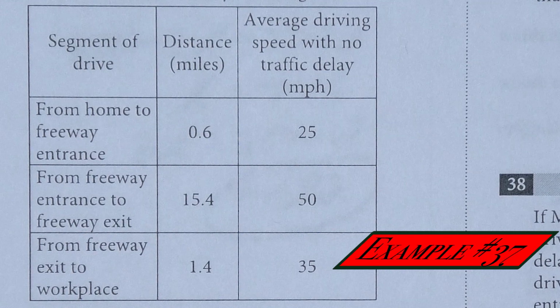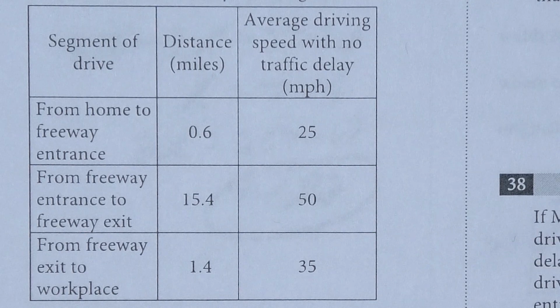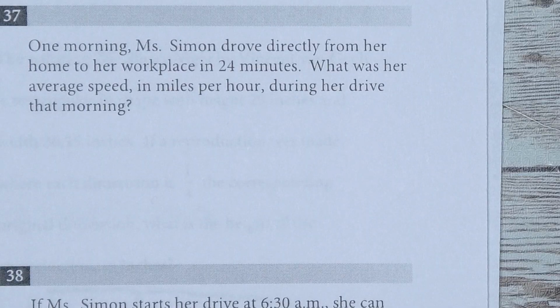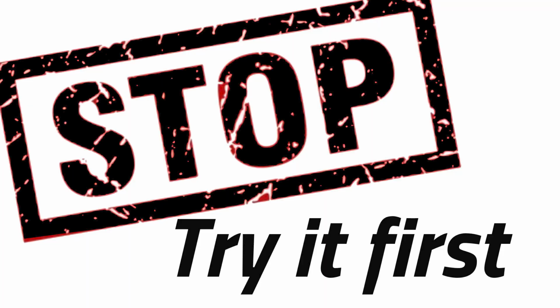For questions 37 and 38, we're going to refer to this following information. Ms. Simon drives her car from her house to her workplace every workday morning. The table shows the distance in miles and her average driving speed in miles per hour when there is no traffic delay for each segment of her drive. One morning, Ms. Simon drove directly from her home to her workplace in 24 minutes. What was her average speed in miles per hour during her drive that morning?